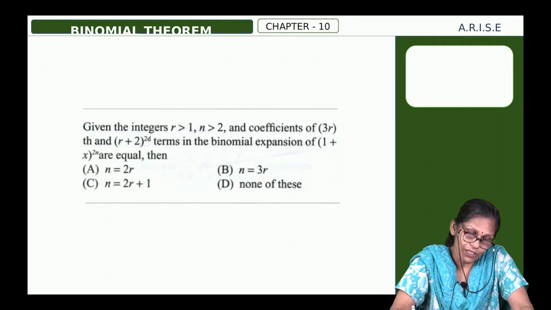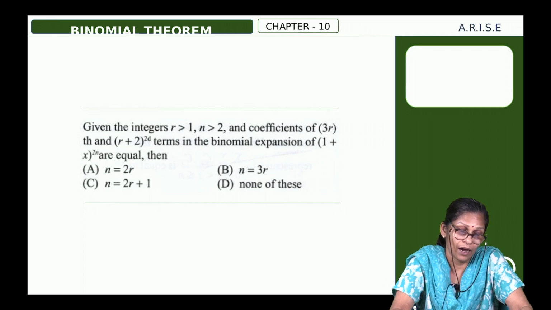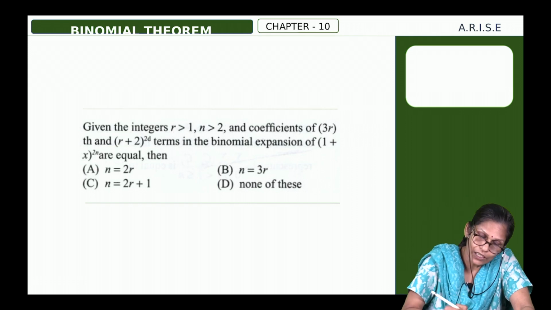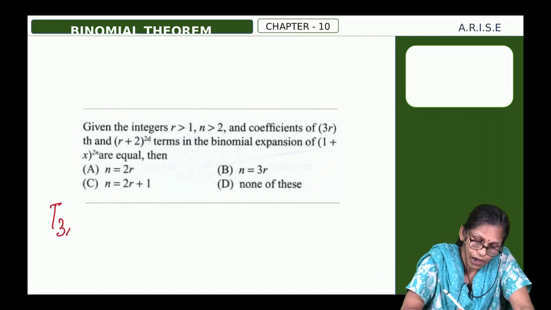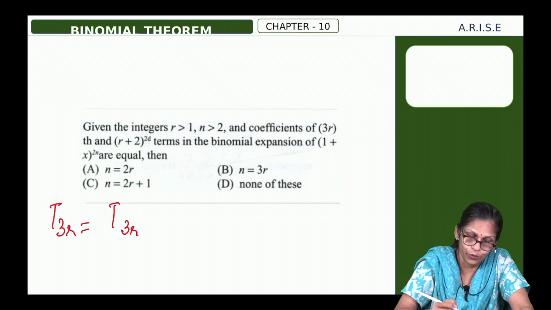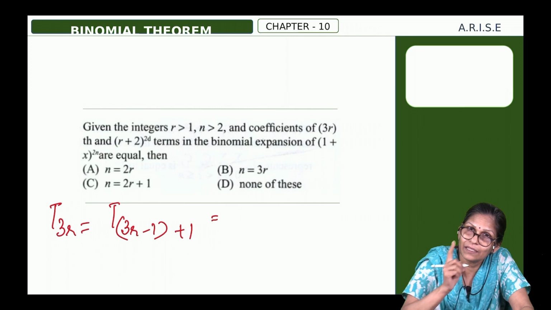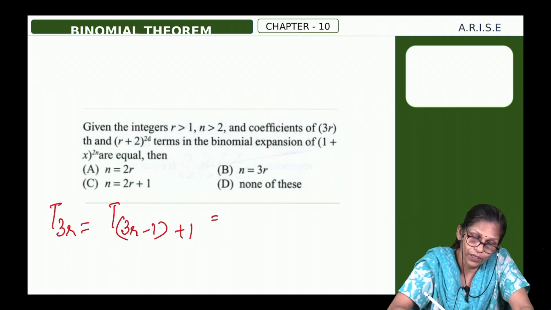Now, the coefficients of the 3rth and (r + 2)th terms are equal. So, what is the general term? The 3rth term I can write as the 3r minus 1 plus 1th term, because the (r + 1)th term is what you have, no? The (r + 1)th term is nCr.